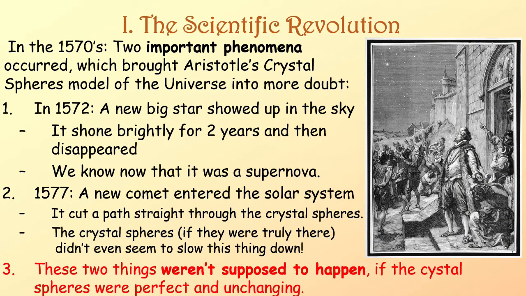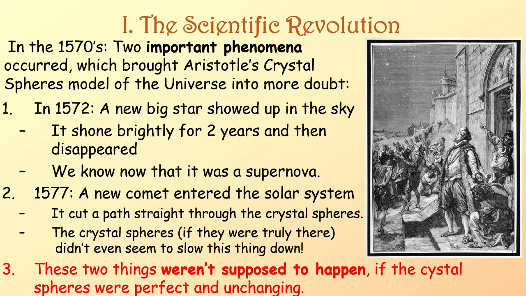In the 1570s, two important phenomena occurred which brought Aristotle's crystal spheres model of the universe into even more doubt. First one, in 1572, a new big star showed up in the sky, and it shone brightly for 2 years and then disappeared. Today, we know that that was a supernova.